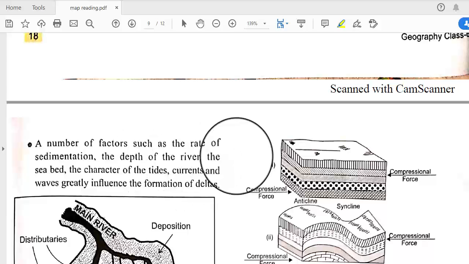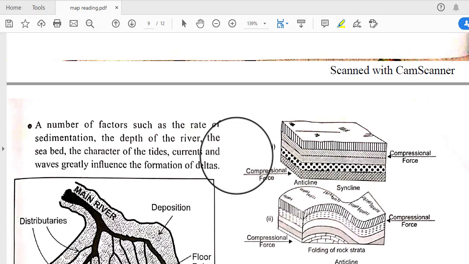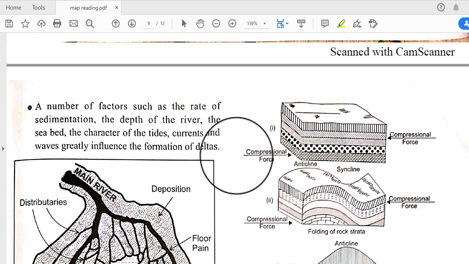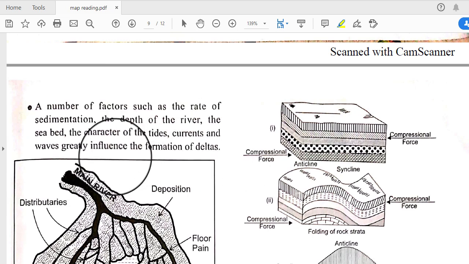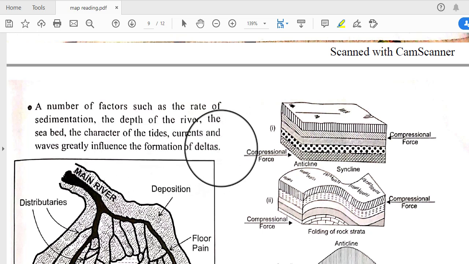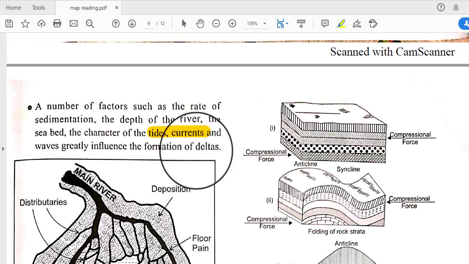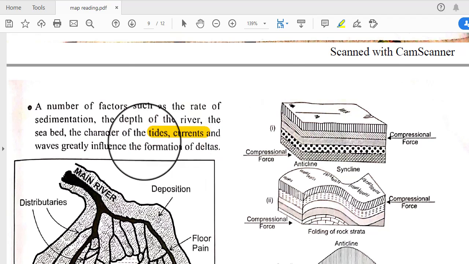A number of factors, such as the rate of sedimentation, the depth of the river, the seabed, and the character of the tides, currents and waves, greatly influence the formation of a delta. Due to these factors the deltas are formed, and delta formation also depends on these activities.